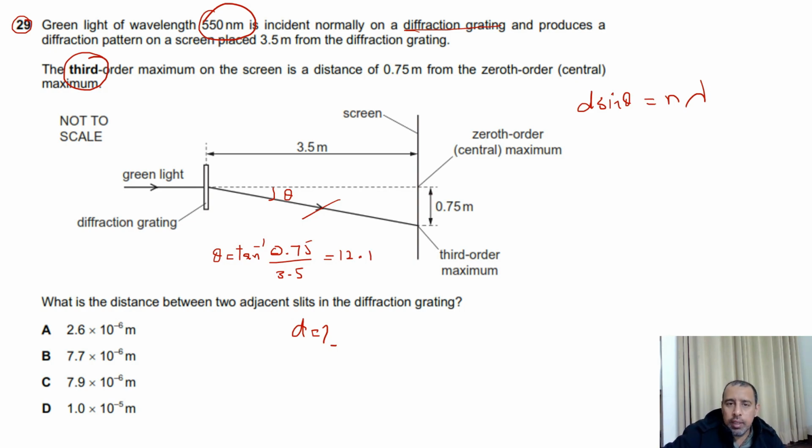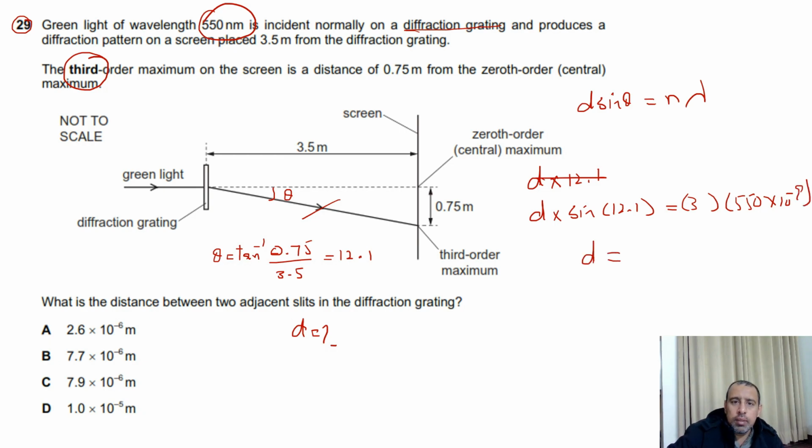So by substituting the value, d multiplied with sine of 12.1, and the order is 3. The wavelength is 550 into 10 raised to the power minus 9. So D is the correct answer. And after calculation, this is the correct answer, 7.9 into 10 raised to the power minus 6.